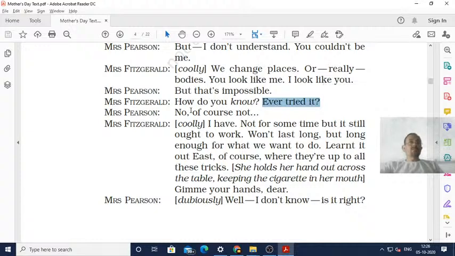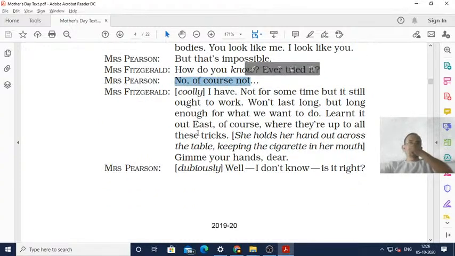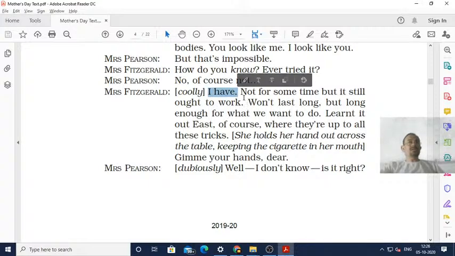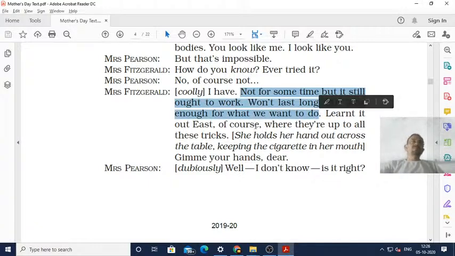Did you ever try it? No, of course not. When Fitzgerald says, I have many tried here. I have tried. Not for some time, but it still ought to work. Won't last long, but long enough for what we want to do. Okay. Then Mrs. Fitzgerald said, I have already tried it.